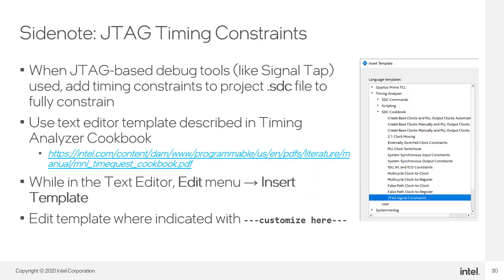Before compiling any project, you need to set up timing constraints in one or more .stc files. If your design includes a JTAG-based debug tool, like SignalTap, you should add timing constraints to your .stc file for the JTAG interface. You can do this relatively easily using the highlighted template available from the Intel Quartus Prime software text editor when editing a .stc file. The template is documented in the Timing Analyzer Cookbook linked here. Add the template to your .stc file and customize it for your own use.